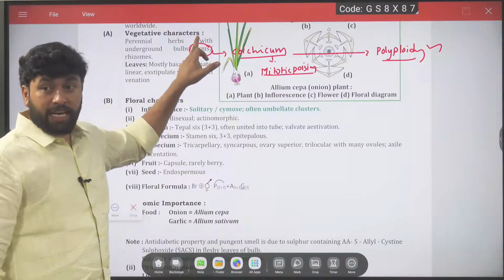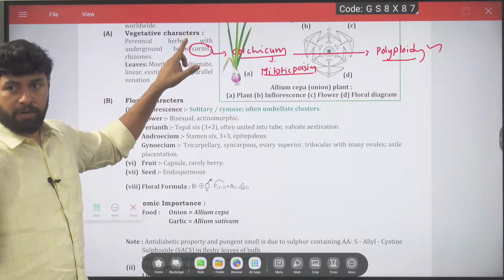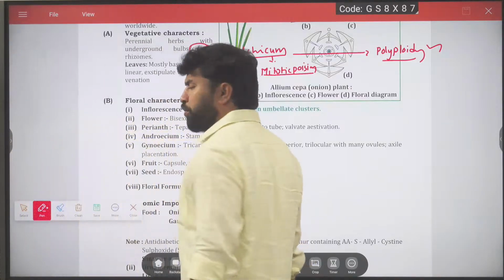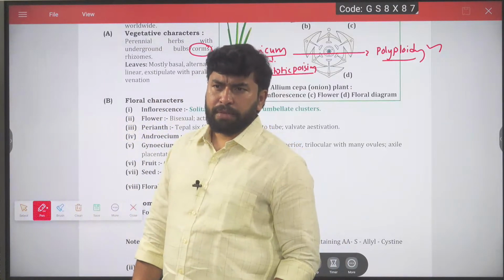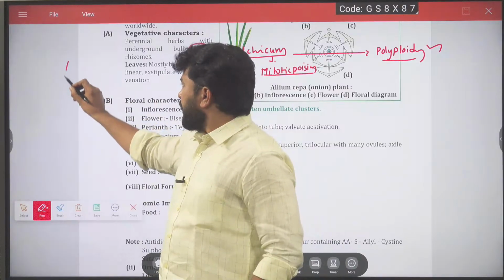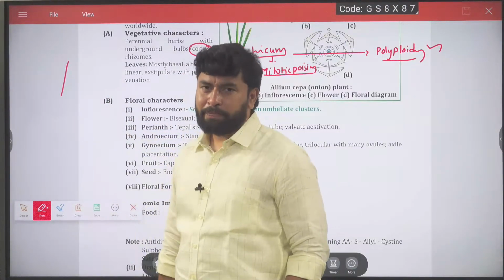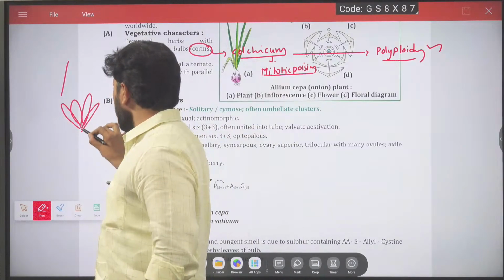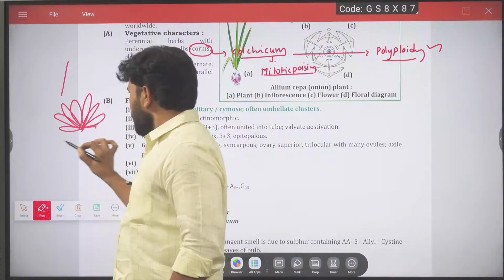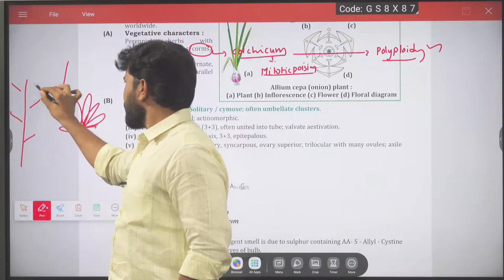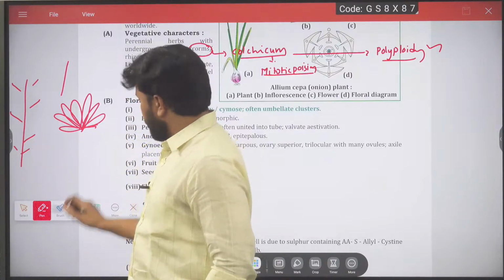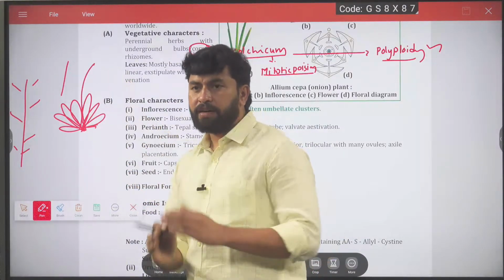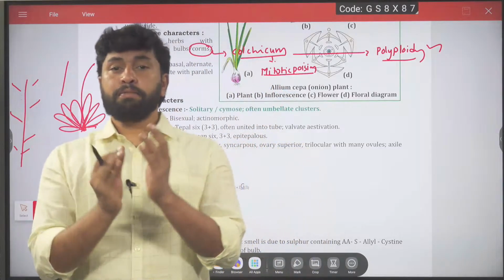Next one, it is extracted from corms of Colchicum autumnale. Rhizomes, okay. Leaves, mostly basal. What do you mean by basal leaf? For example, let me take aloe vera. We all have seen this aloe vera. How do these leaves develop? They never develop like this. Over there, all the leaves are coming from the base of the stem. Such kind of leaves are called basal leaves.